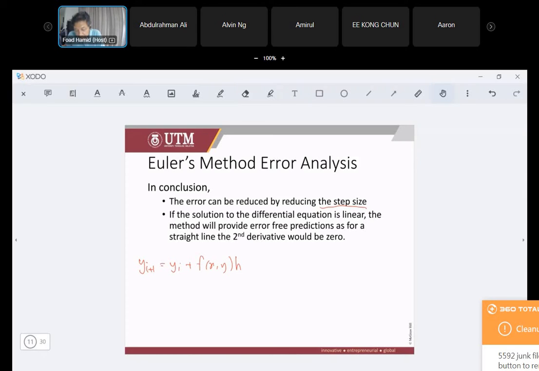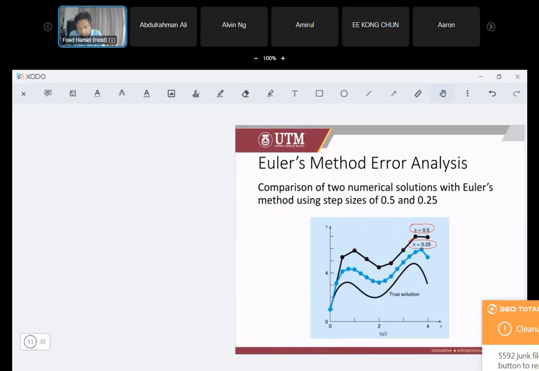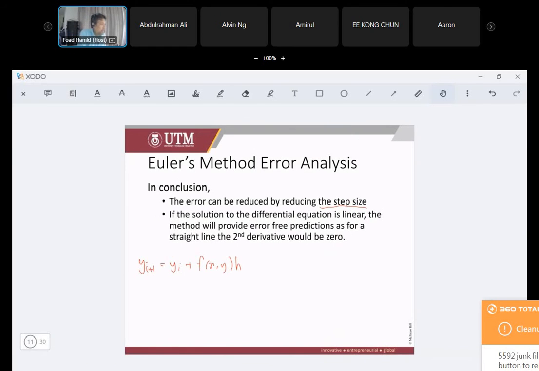The second derivative will be 0. So in this case, let me show you what it meant here. If our true solution is just a linear line, which is y equal to mx plus c, then you can see that our dy/dx is just m, and our d²y/dx² equal to 0, which means this is a linear line.